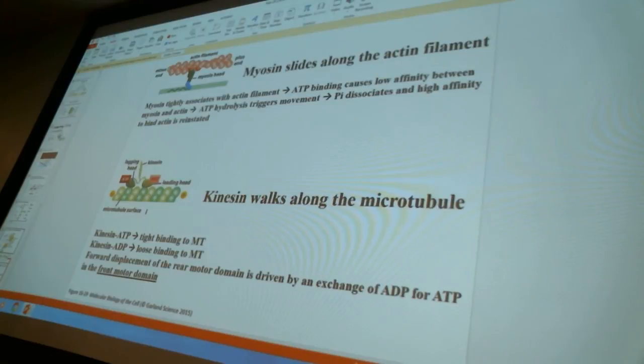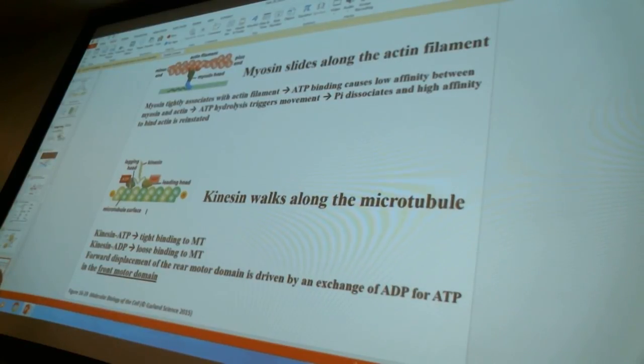All right, and the last slide for today, I want to mention, is how the myosin and kinesins are moving along the filaments. Myosins really slide along the actin filaments, and are normally tightly associated with the actin filaments. And when ATP associates with the myosin head, then there is a detachment from the filament, eventually there is hydrolysis taking place and movement of the head, and again reattachment to the actin filament.